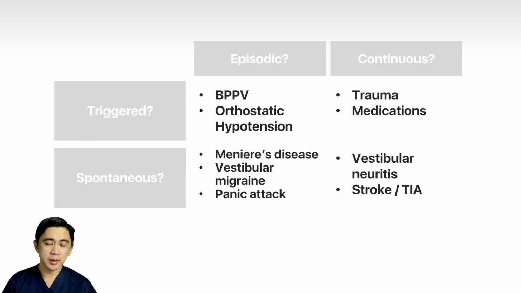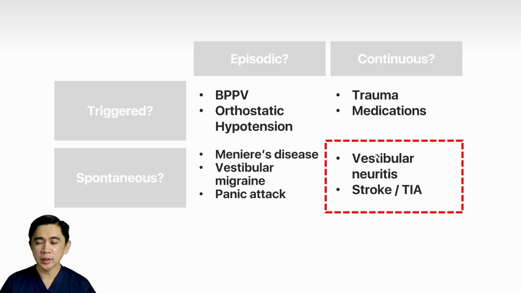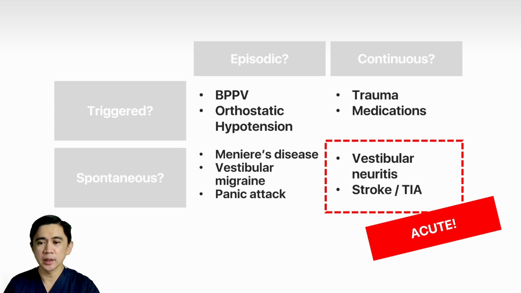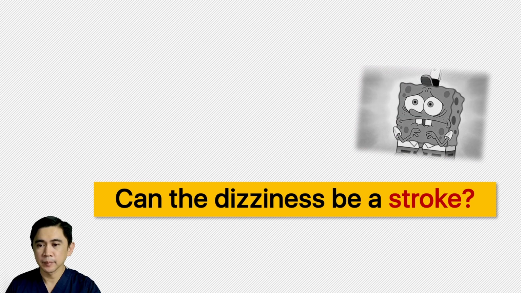Now let's go back to this table. Of all the entities over here, we must first try to rule in or rule out vestibular neuritis and stroke, as this is what we call an acute emergency, both of which present as a continuous dizziness without any trigger. So let us tackle this first. For a patient presenting with acute dizziness, there's always a lingering question at the back of our head. Can the dizziness be a stroke?